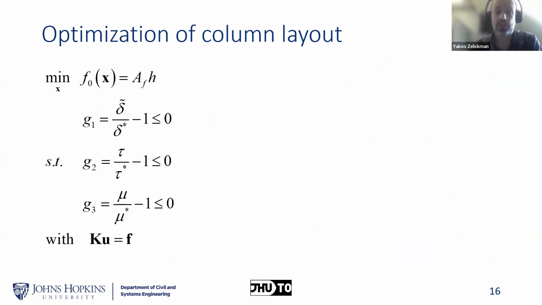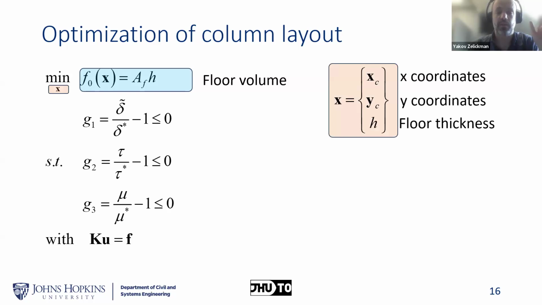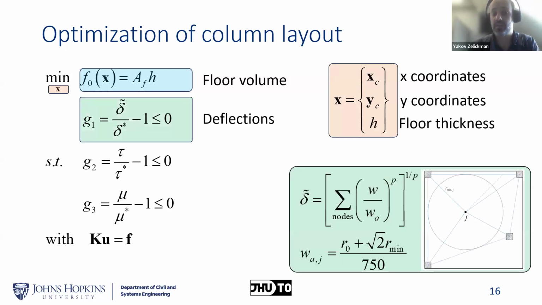Moving on to the formulation itself. First we minimize the floor volume, and the design variables are the coordinates of the columns and the thickness of the floor. So basically what we ask ourselves is where to locate the columns and what would be the corresponding floor thickness, such that we minimize the floor volume, and we have a bunch of constraints. The first constraint is the deflection constraint. Basically, we don't want the deflection at each point to be greater than some limit.